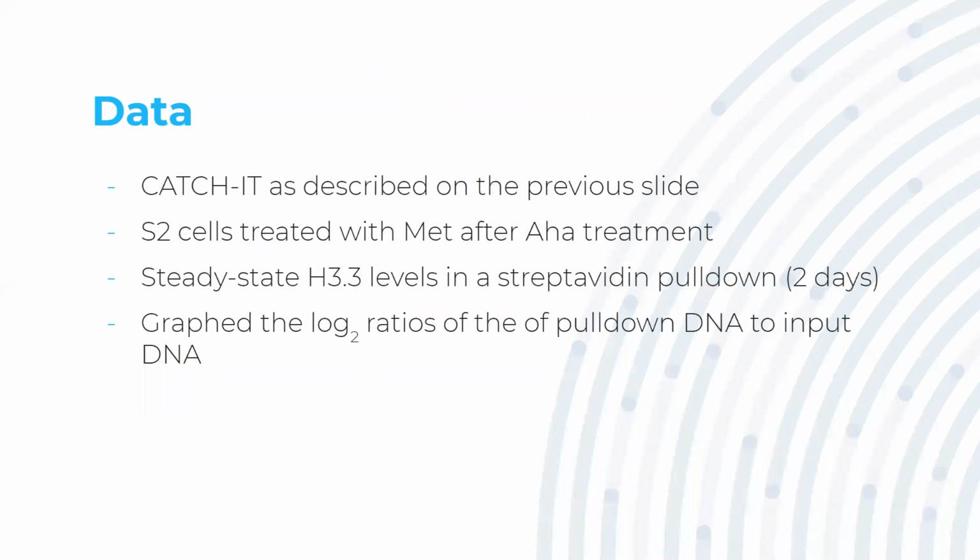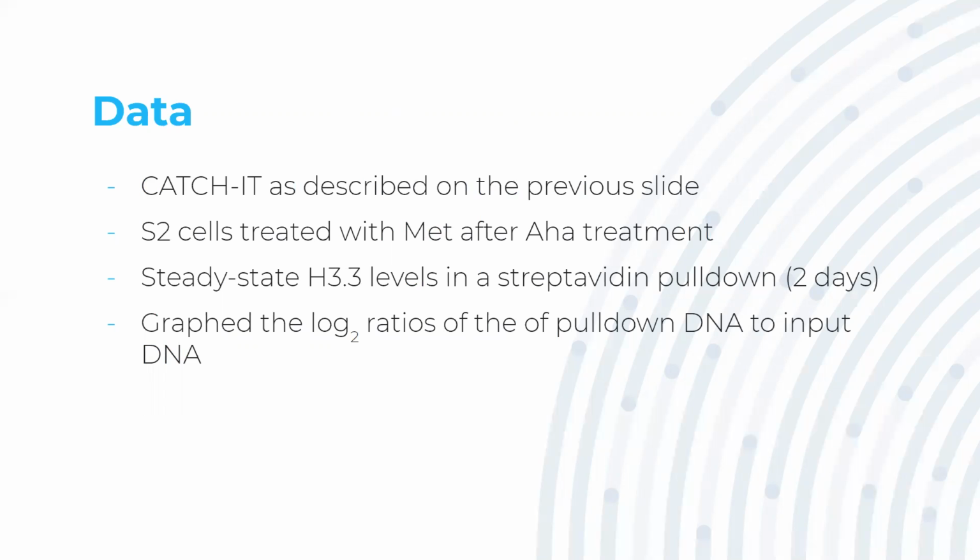And then they gathered their data. The first data they gathered was just a normal KETCHIT as I described it on the previous slide. Then they did another round of KETCHIT, but this time after they finished it, they put it back in methionine after the azidohomoalanine treatment. This was just to see how azidohomoalanine affected the nucleosomes.